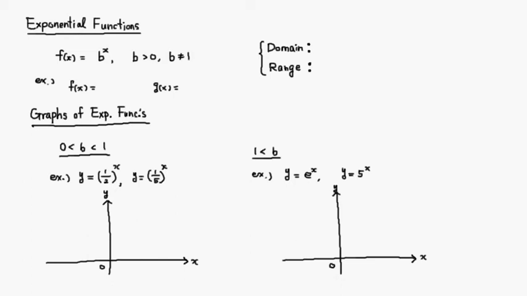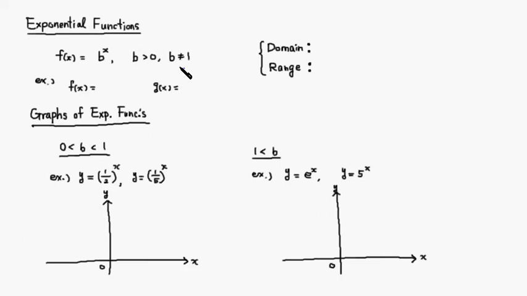Okay, let's look at exponential functions and graphs of exponential functions. Alright, so let's first look at the definition of exponential functions. An exponential function f of x is equal to b to the x, where b is a constant which is positive, so it has to be a positive real number and it cannot be equal to 1.